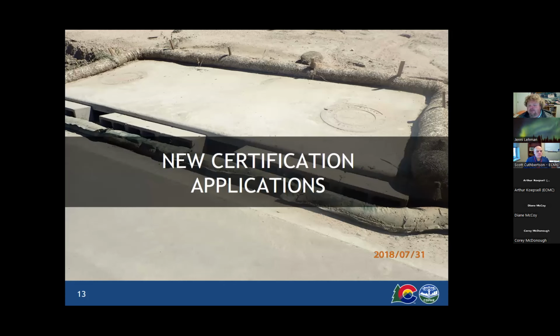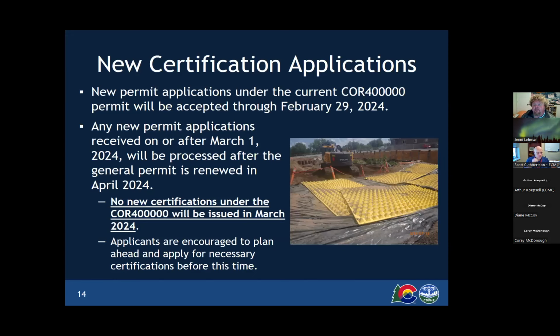So how about if we have brand new applications, which I realize, in oil and gas, it probably isn't so much the case. Most of y'all have kind of old rolling permits. But if you have a new certification that needs to be processed, we're going to take any new applications under the current permit, so the permit that's effective right now, through the end of February of 2024. So if you have to submit a new application, we'll take those all the way through the end of February.